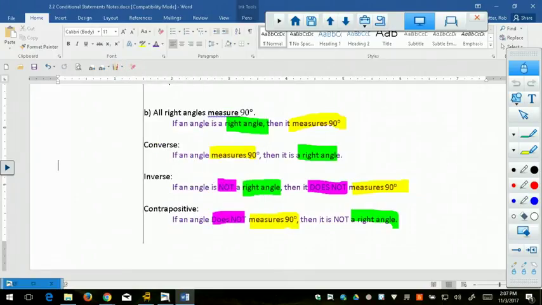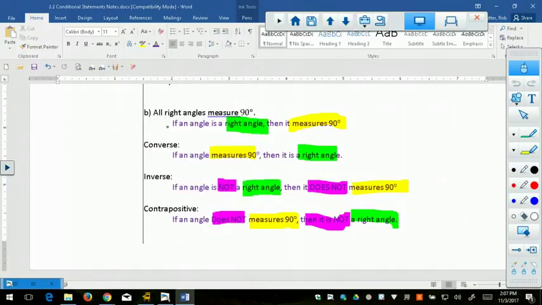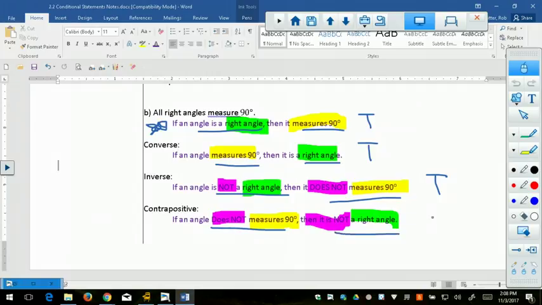These notes, but we do have to determine the truth value. So it turns out that all of these are true because, in fact, this is actually a definition, and a definition is true for all of these. If an angle is a right angle, then it measures 90. If an angle measures 90, then it's a right angle. These are both true sentences. If it's not a right angle, then it can't measure 90. True. If it doesn't measure 90, then it's not a right angle. True.